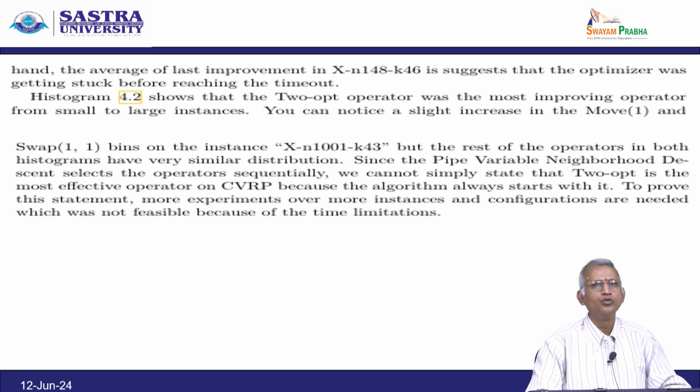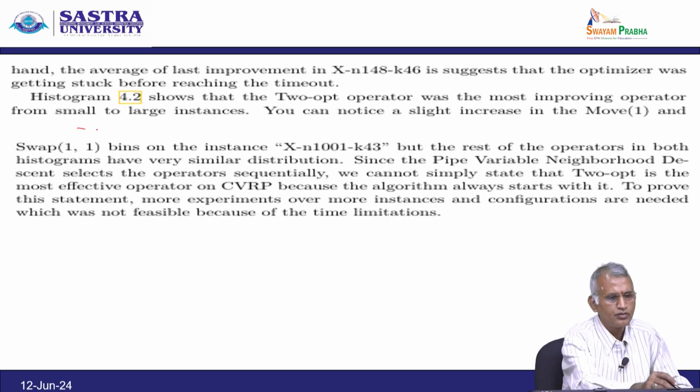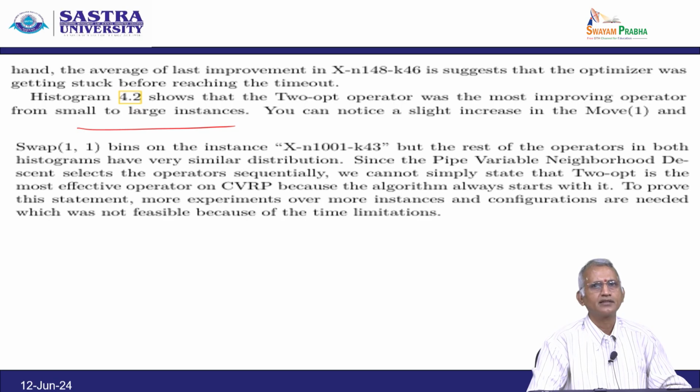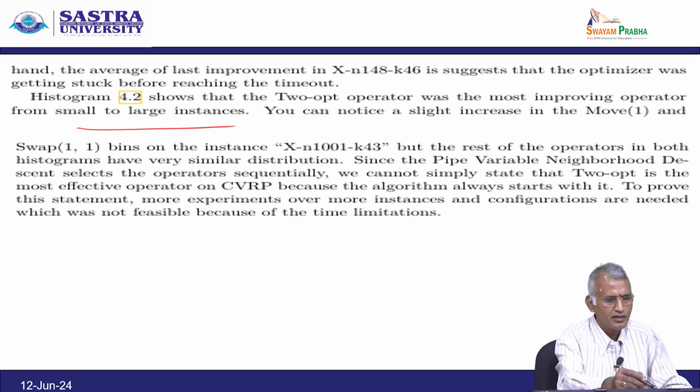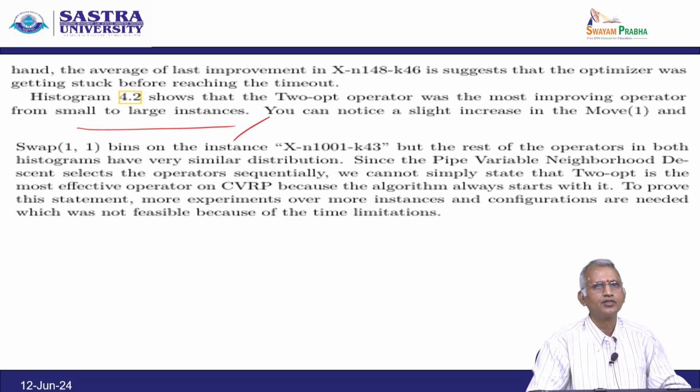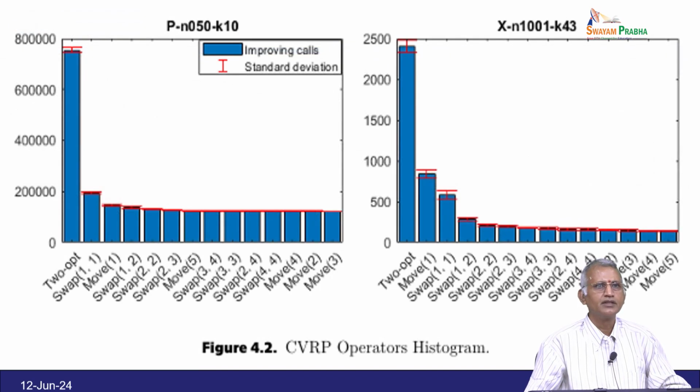This histogram shows that the 2-opt operator was the most improving operator from small to larger instances. You can notice slight increases in the move 1 and swap 1 bins on the instance X-n1001-k43, but the rest of the operators in both histograms have a very small, similar distribution. Since the pipe variable neighbourhood descent selects the operator sequentially, we cannot simply state that 2-opt is the most effective operator on CVRP, because the algorithm always starts with it. To prove this statement, more experiments over more instances and configurations are needed, which was not feasible because of time limitations. So, this is the histogram that we explained just now, and then we have the swap.